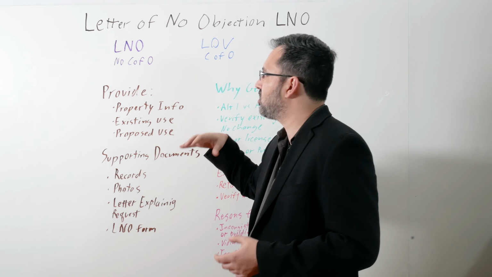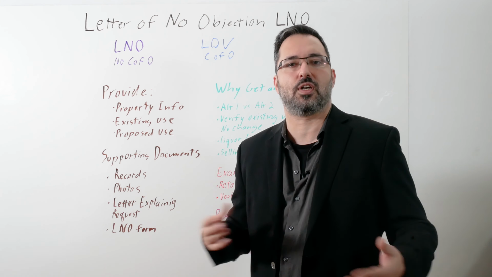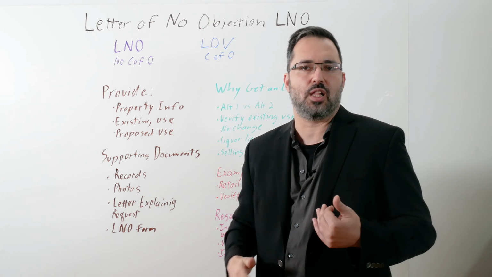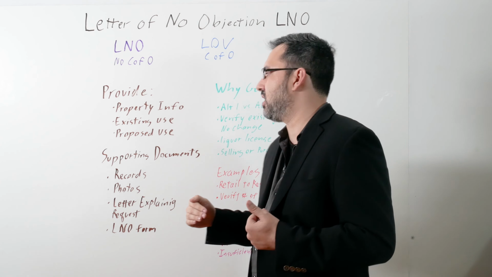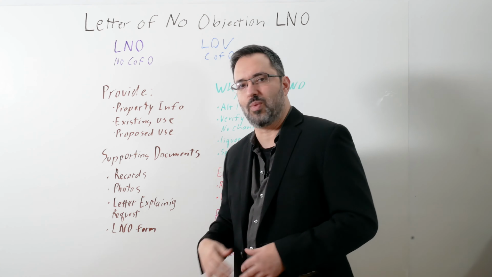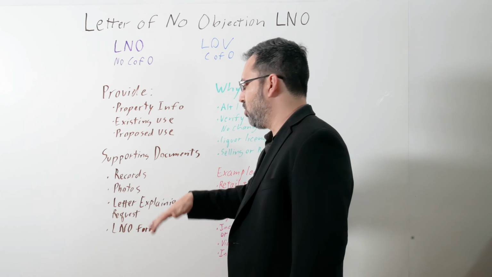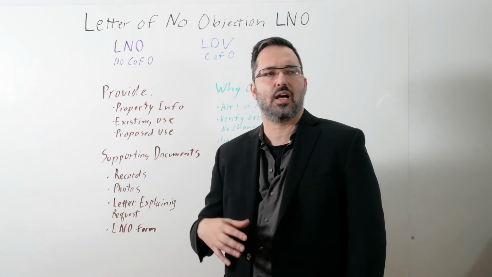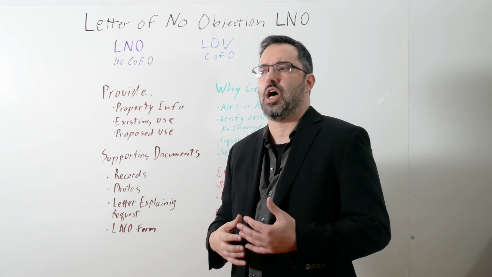When clients hire us to do a letter of no objection, that's the first thing we do, is the records research, and we try to figure everything out. My first step is look at what's available and try to determine myself what is actually the legal existing use, and then see if the proposed use will coincide. You're going to want to get photos, especially if you have historic photos. That's helpful.